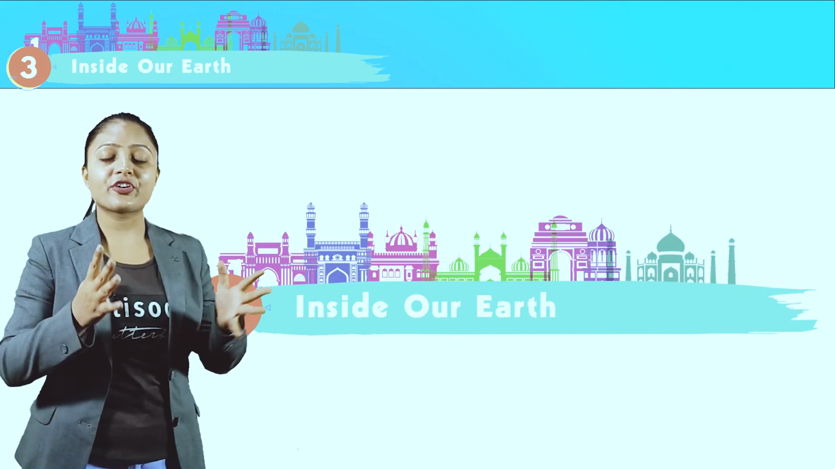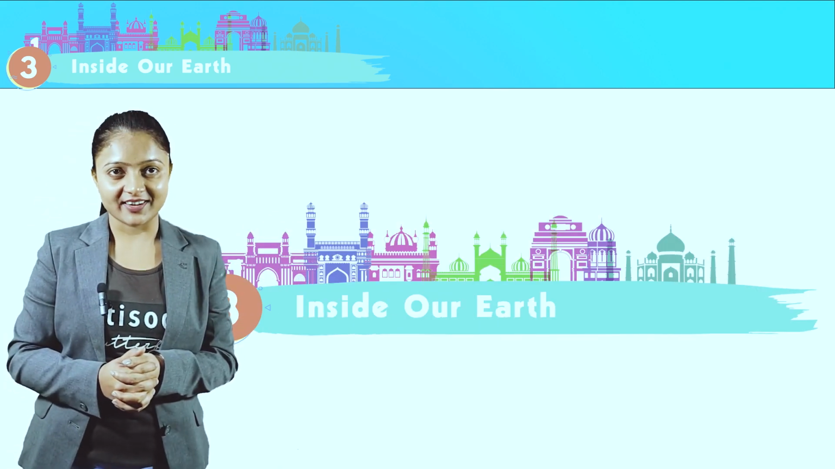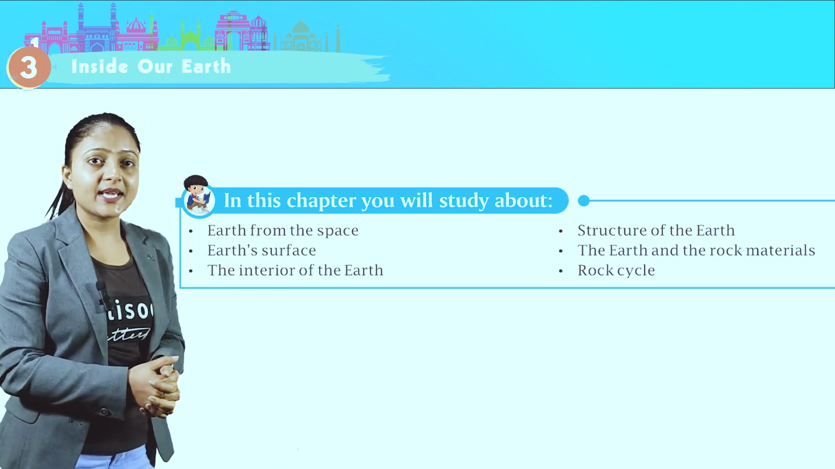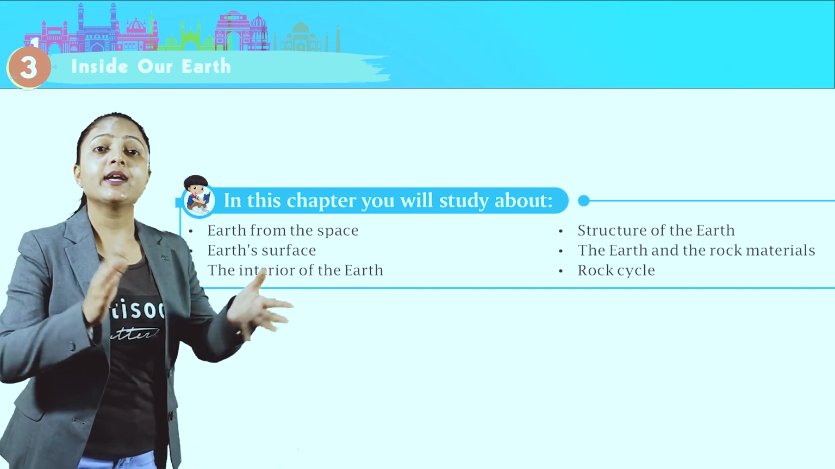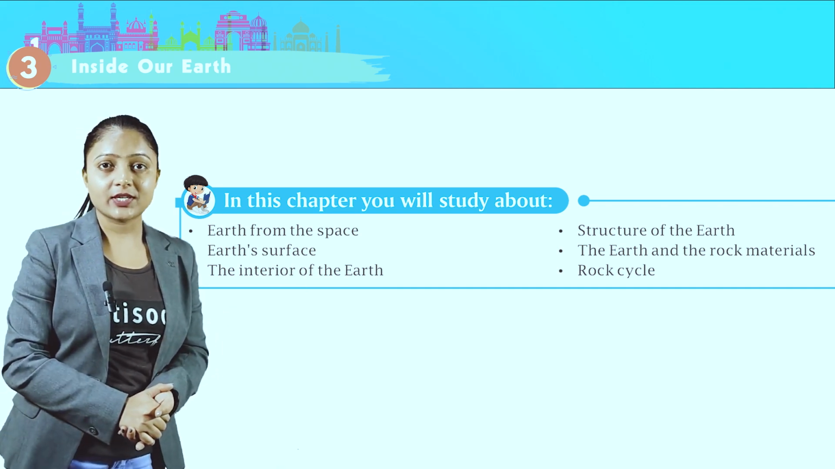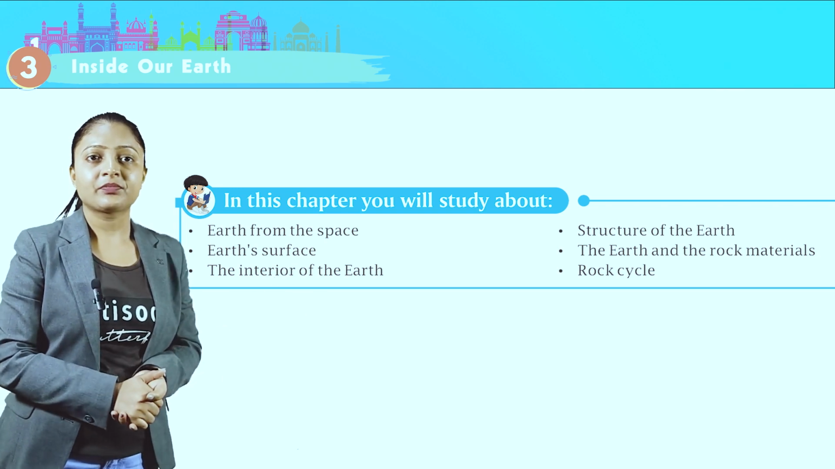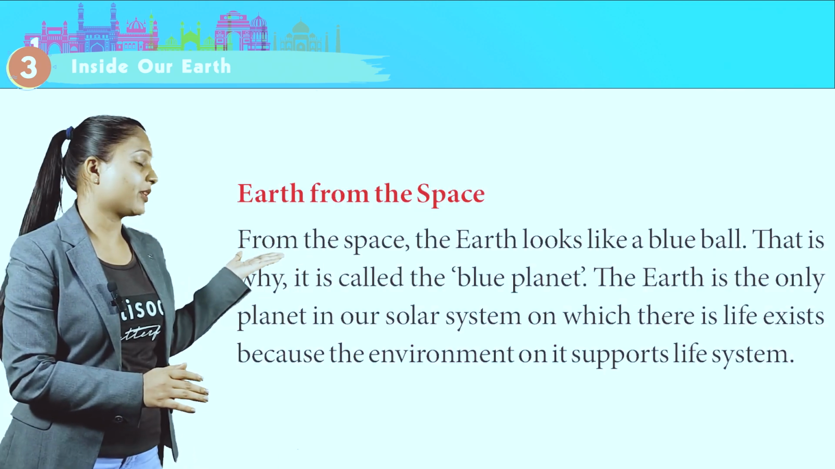Today we are going to start chapter 3 of our geography, which is Inside Our Earth. In this chapter you will learn about Earth from space, Earth's surface, the interior of the Earth, structure of the Earth and the rock material, rock cycle. First, Earth from space.